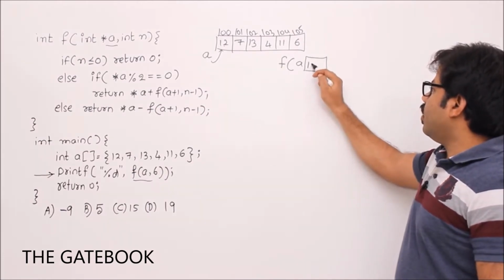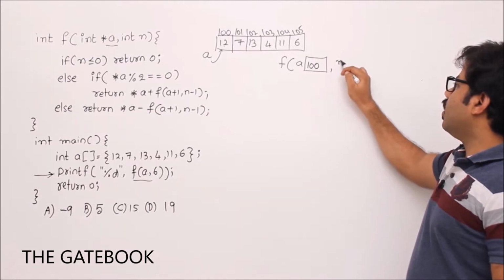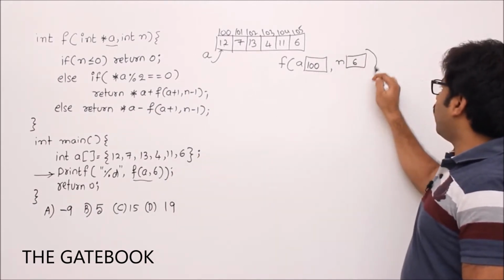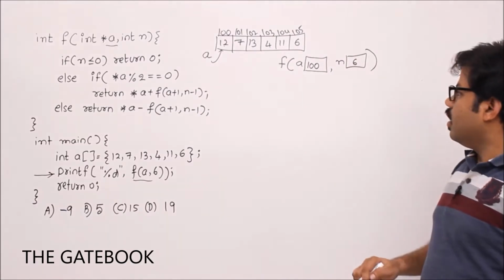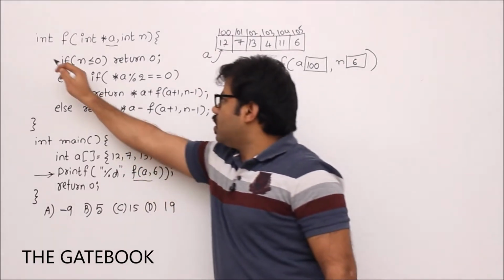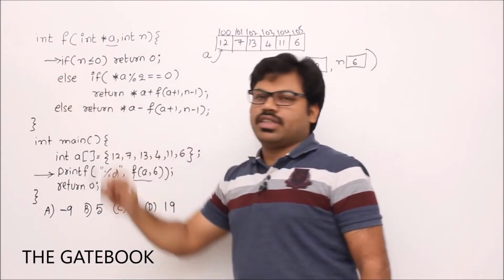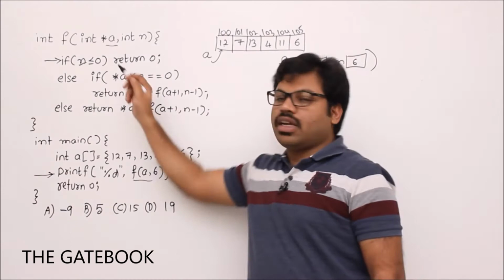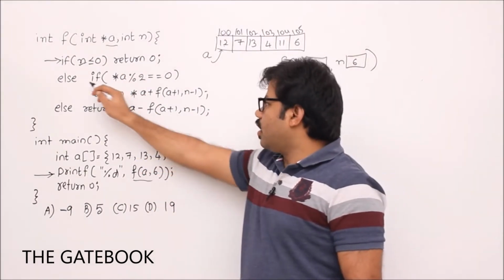Now let's take the value of a as 100. Then what is the n value? The local variable n is going to get 6, right? So that's the initial point. Let me begin here. Control comes here. First line, the if condition. What is n? N is 6. 6 less than or equal to 0. False, right? Then control comes here.